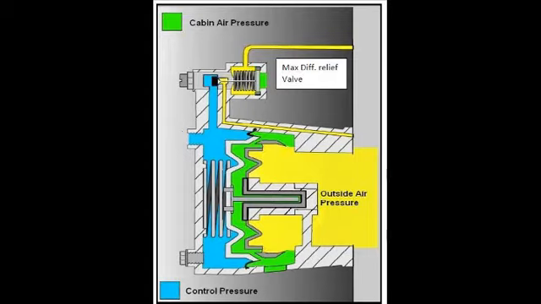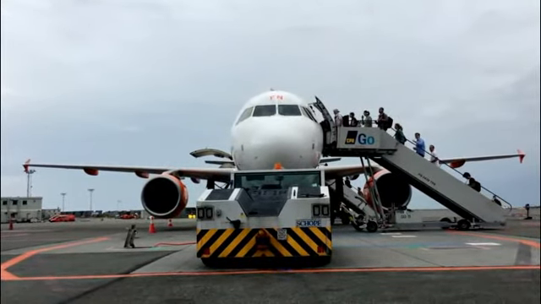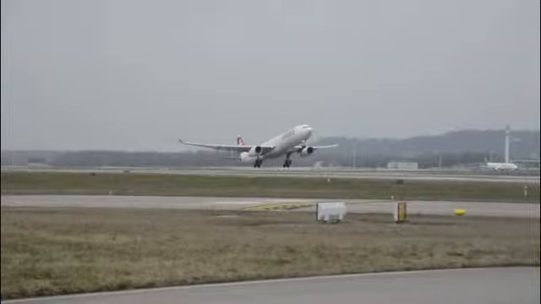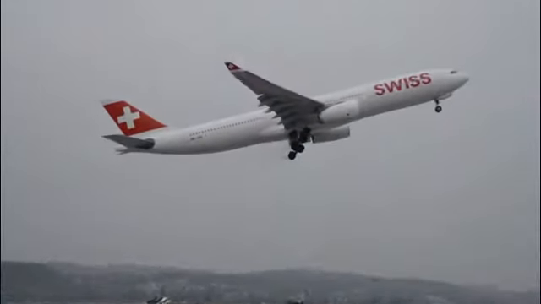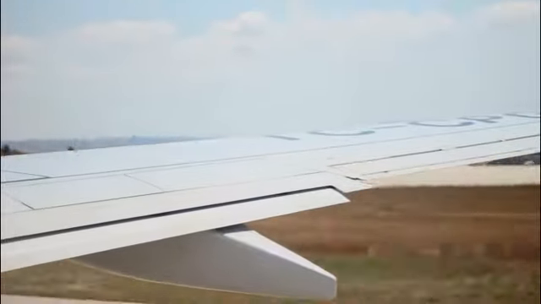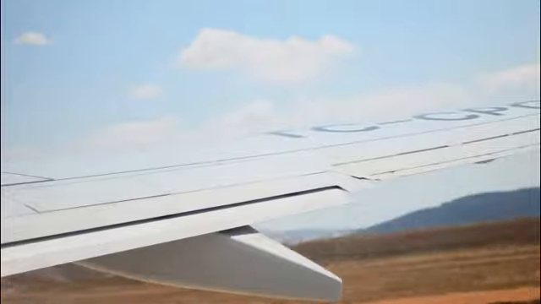On the ground, this valve is spring-loaded to a closed position as there will be no difference between the cabin pressure and the outside pressure. As the aircraft prepares for the flight, the cabin will start to pressurize, and when the aircraft takes off, the outside pressure starts to decrease as the altitude increases. The outflow valve starts to modulate to maintain the required cabin pressure set by the pilot.